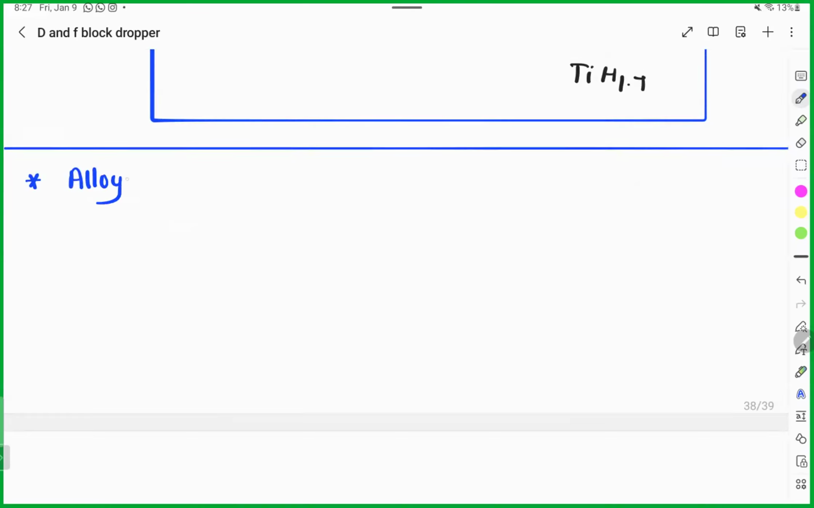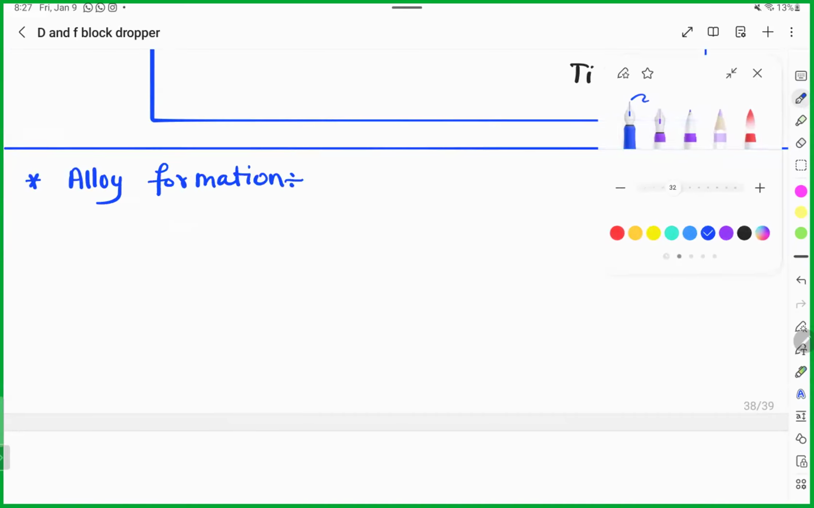And alloy formation. Pratigya, what happened in the alloy formation? It is a good protective layer, like the aluminium coating on wire.